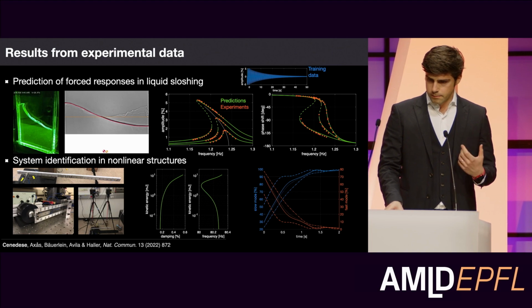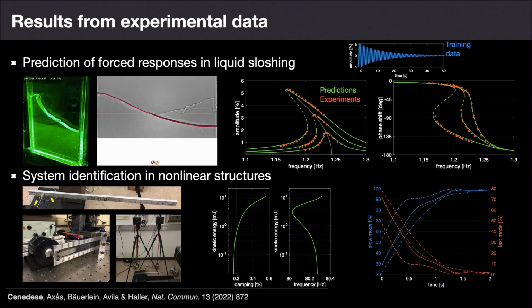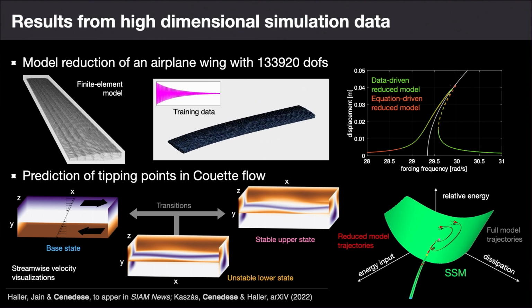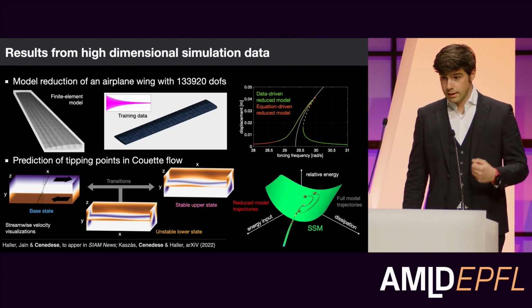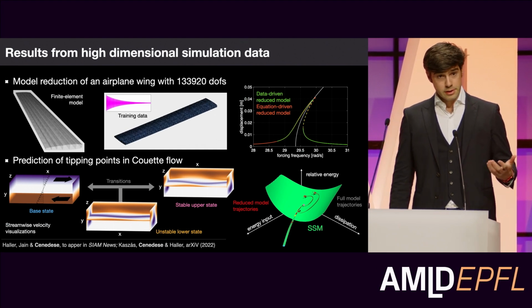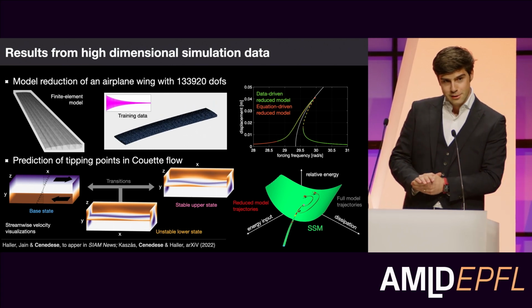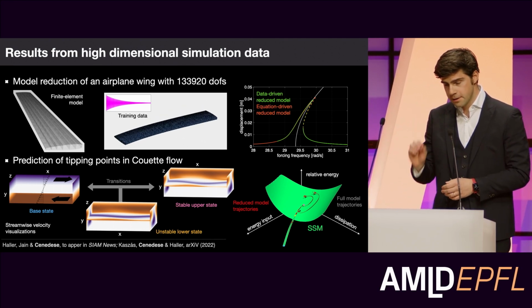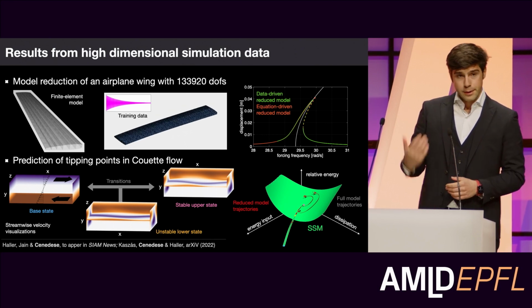Other examples that we have, and these are all publicly available, are structural dynamics, in which we were able to characterize the nonlinear properties of systems with or without resonances. The same code also applies to high-dimensional simulation data. You see here model reduction for an airplane wing that has over 100,000 degrees of freedom and takes ages to simulate, and we constructed a simple two-dimensional model that controls all the dynamics and has very good accuracy compared with numerical simulations, or even predictions of tipping points.